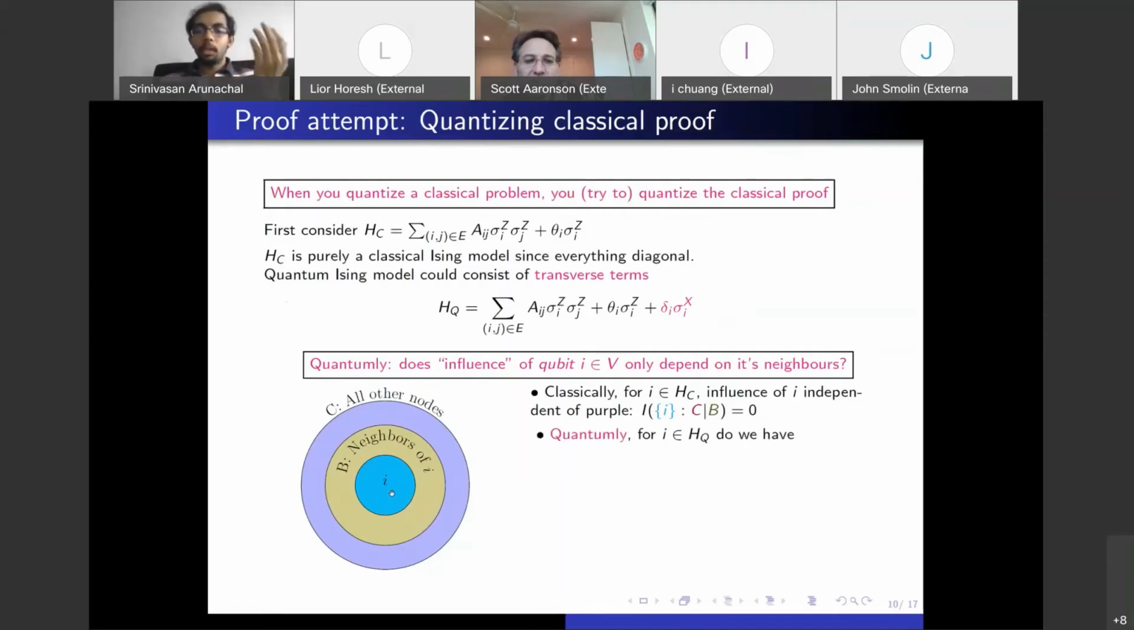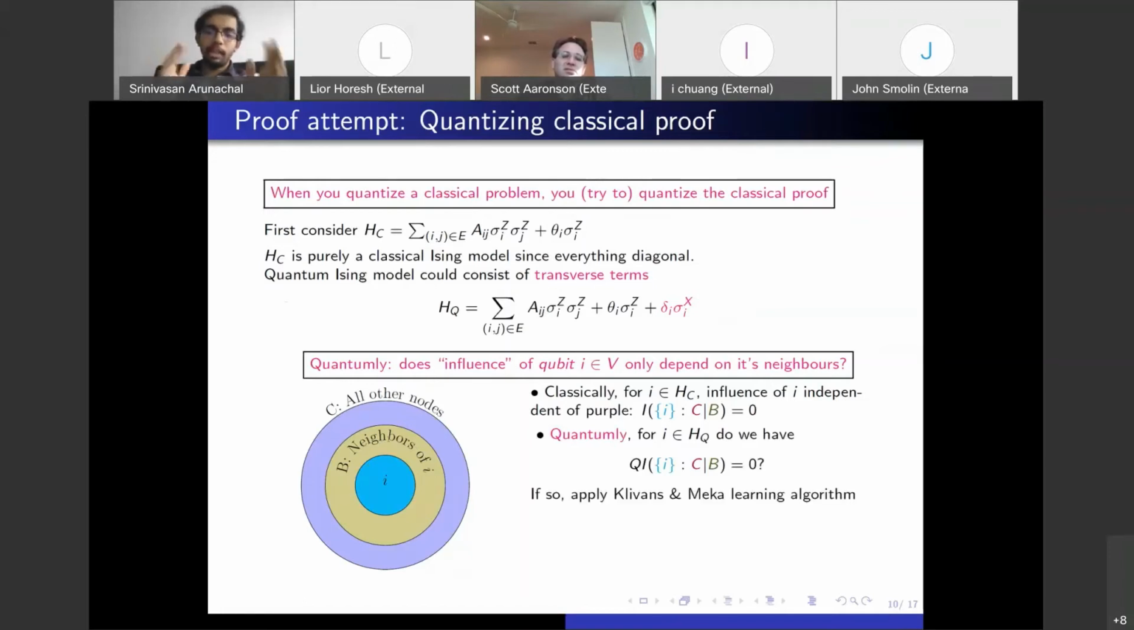And quantumly, the question would be, can you also show that the quantum mutual information of the quantum Gibbs state of I with respect to C conditioned on B is 0 or not? And if this were true, at least the first thing would be to just apply Kleinberg and Mossel's algorithm, and you would think, if the key idea works through, maybe even the quantum learning algorithm works through. But this is not true. Just proving this inequality for the Gibbs state is a long-standing open question in quantum information theory. It's called the quantum CMI conjecture, and it's not clear whether it's true.